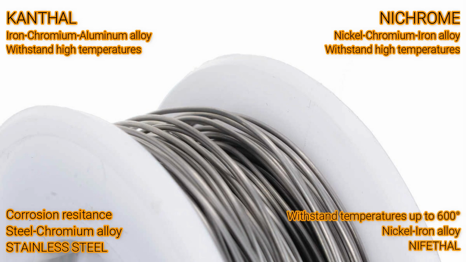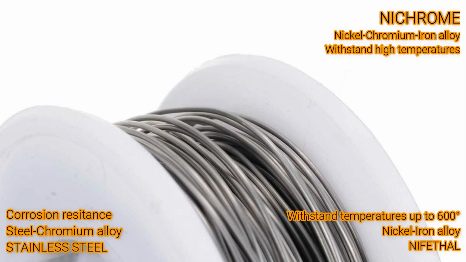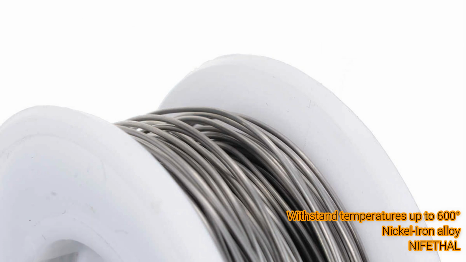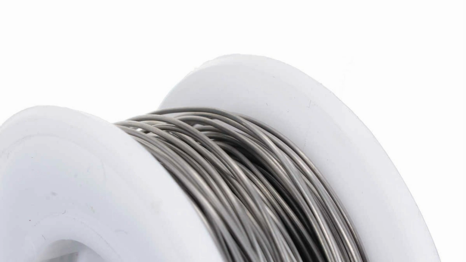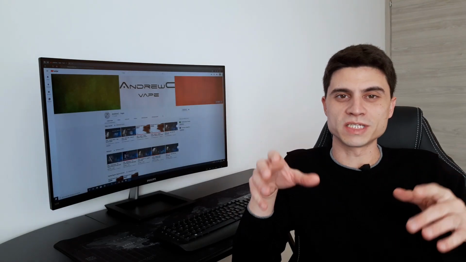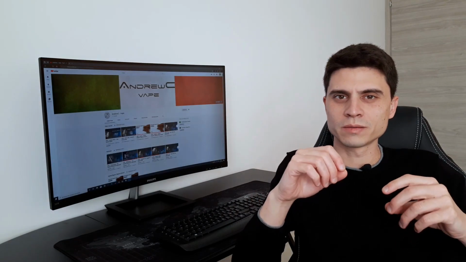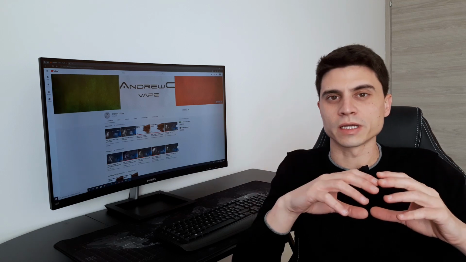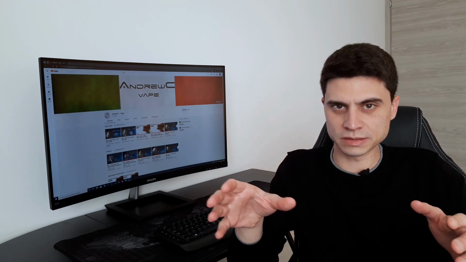Nifethal. It is a nickel iron alloy for use at temperatures up to 600 degrees Celsius. It is less common than the other materials, but it has characteristics useful for a specific type of vaping that we will see later. The next minutes of this video will be a bit boring, but they are really important to fix a common base for the next steps.